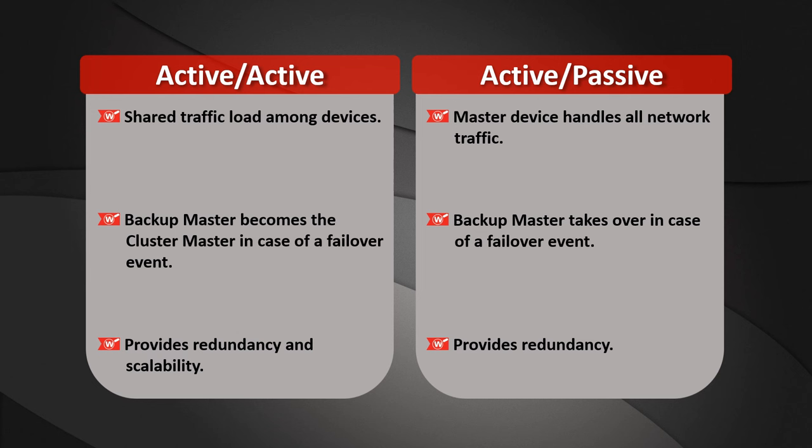In an active-passive FireCluster setup, the active device manages all network traffic. Should it experience a failure, the passive device seamlessly assumes control of the connections originally handled by the failed device, as the traffic load is concentrated on one device at a time. While an active-passive cluster provides redundancy, it doesn't contribute to increased scalability.